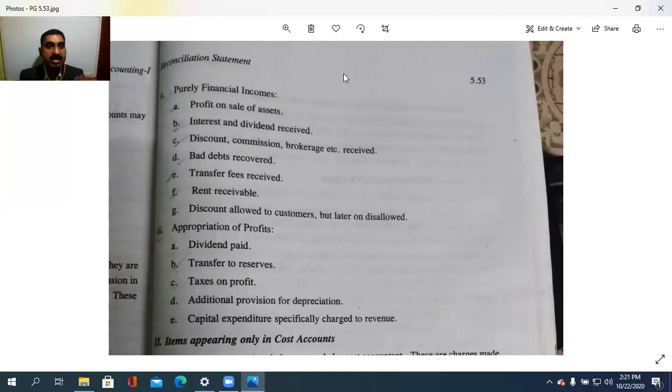പ്രോഫിറ്റിന്റെ ആഡപ്പ് ചെയ്യുന്നത്, അതായത് റിസർവിലോട്ട് മാറ്റുന്നത്, ഡിവിഡൻഡ് കൊടുക്കുന്നത്, ഇതൊക്കെ എന്തിനെ ബേസ് ചെയ്താണ്? അതൊക്കെ പ്രോഫിറ്റിനെ ബേസ് ചെയ്താണ്. സോ പ്രോഫിറ്റ് ഒരു എന്ത് ഐറ്റമാണ്? ഫിനാൻഷ്യൽ പ്രോഫിറ്റ് എന്ന് പറഞ്ഞാൽ ഇറ്റ് ഈസ് ഫിനാൻഷ്യൽ ഐറ്റമാണ്. ദെൻ അതുകൊണ്ടാണ് ഐറ്റംസ് അപ്പിയറിംഗ് ഓൺലി ഇൻ ഫിനാൻഷ്യൽ അക്കൗണ്ട്.